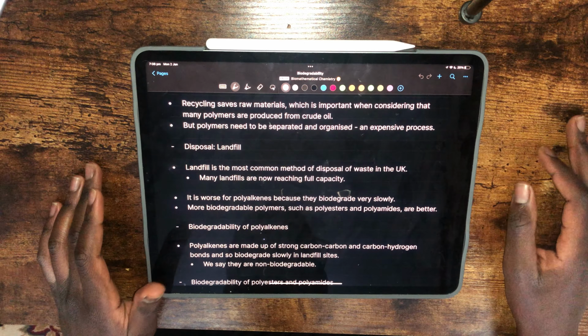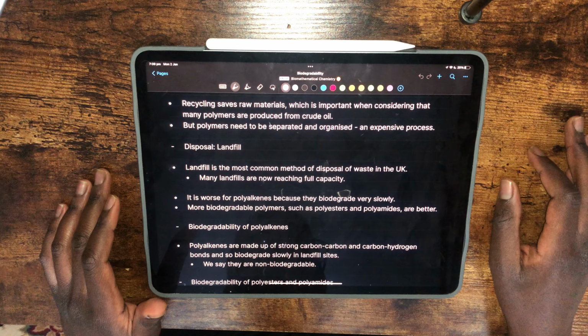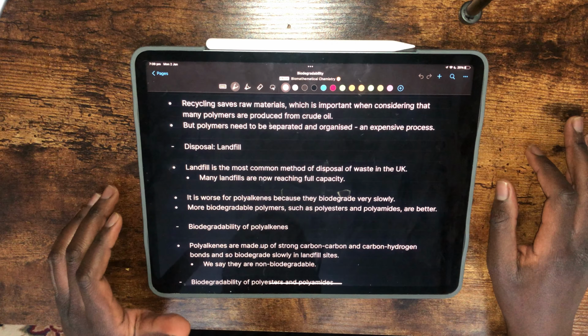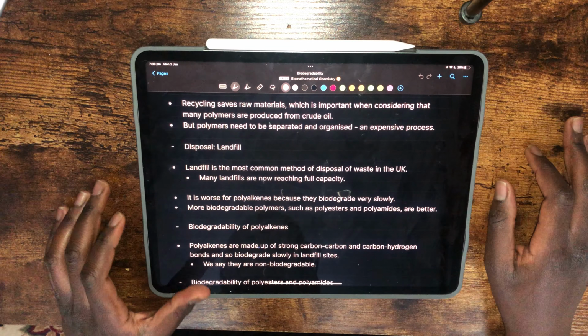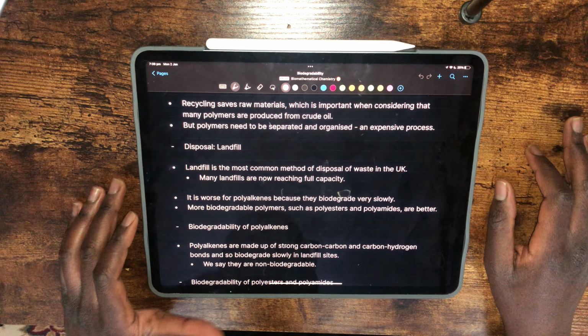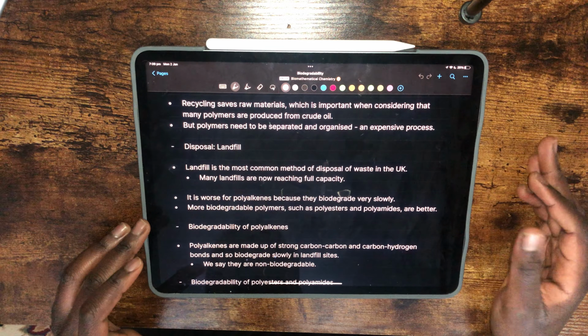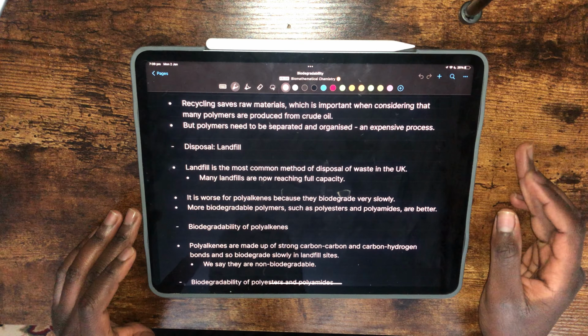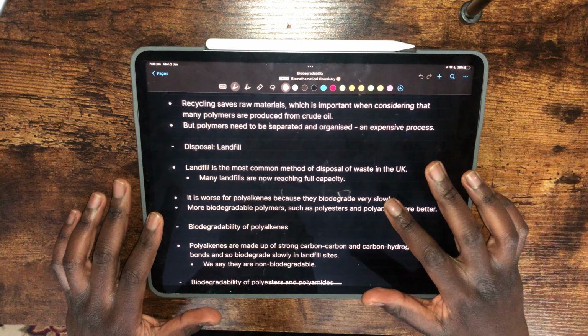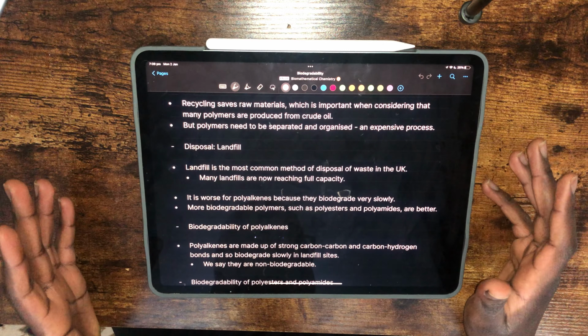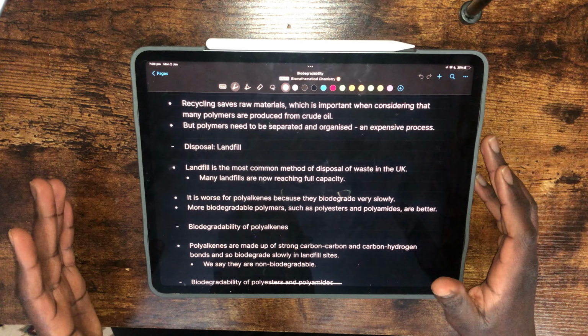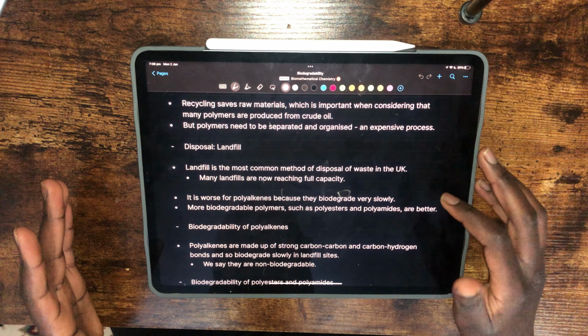I think it's self-explanatory why, if you want to completely get rid of something, you're not going to just bury it in your garden and cover it up. You either incinerate it or try to recycle it. It's worse for polyalkenes because they biodegrade very slowly. More biodegradable polymers such as polyesters and polyamides are better.